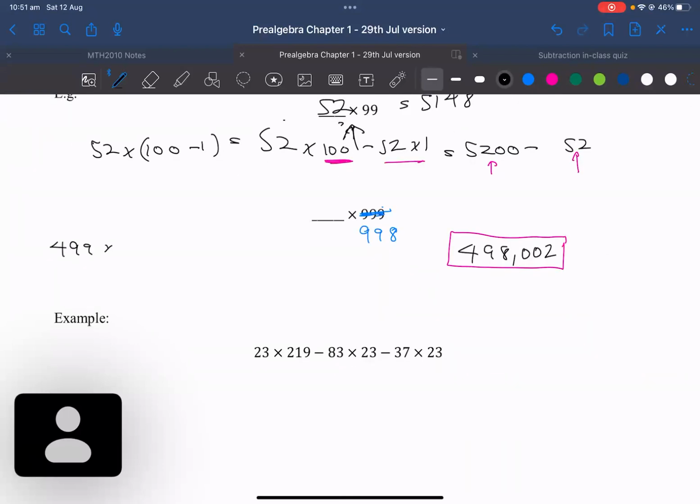499 times 998. What do you think I'm going to split 998 as? 1,000 minus 2. Yeah, exactly. 499 times 1,000 minus 2. And if I did 499 times 1,000, what's that? 499,000. Yep, I just add 3 zeros. Right? And what's 499 times 2?